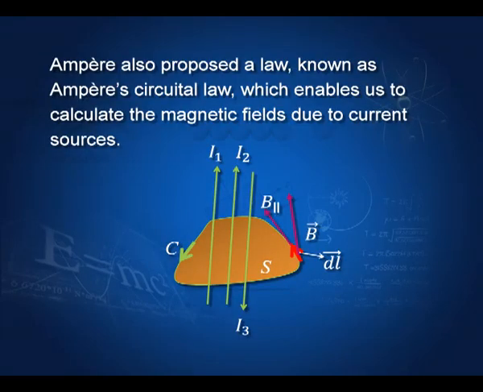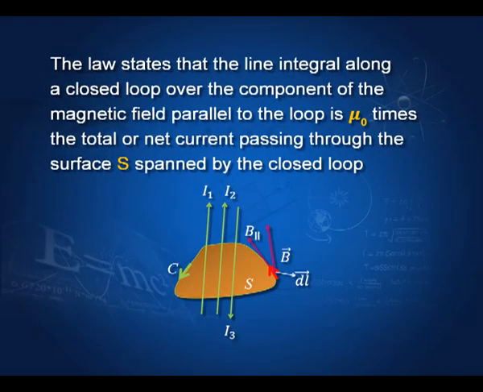Ampere also proposed a law known as Ampere's circuital law, which enables us to calculate the magnetic field due to current sources. We have seen that currents are sources of magnetic fields. So, Ampere proposed this law, which allows us to calculate the magnetic field due to various currents. The law states that the line integral along a closed loop over the component of magnetic field parallel to the loop is mu 0 times the total or net current passing through the surface S spanned by the closed loop.